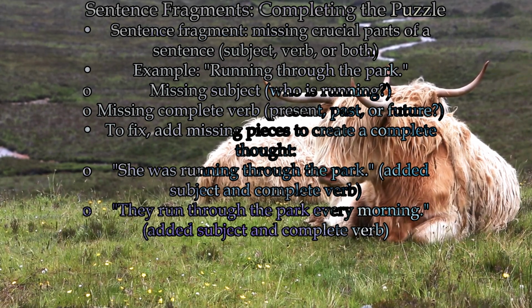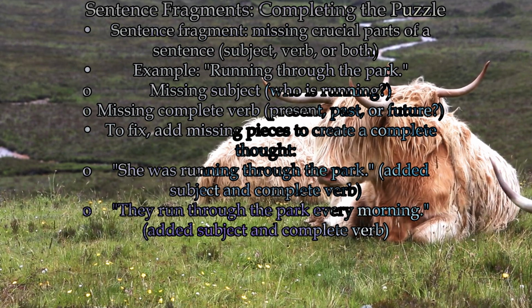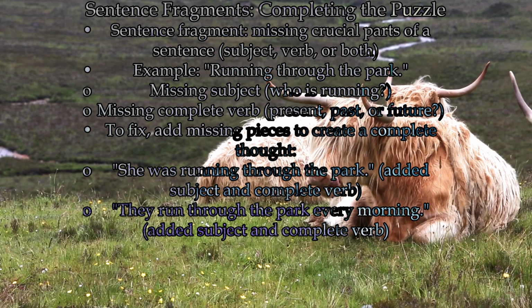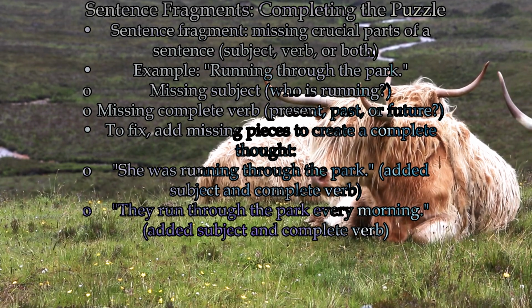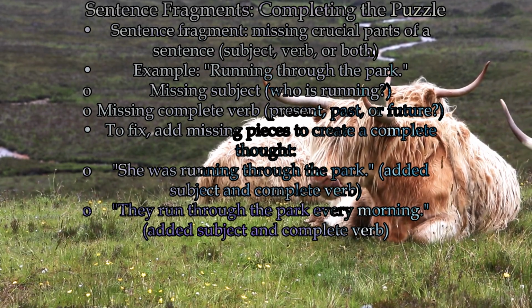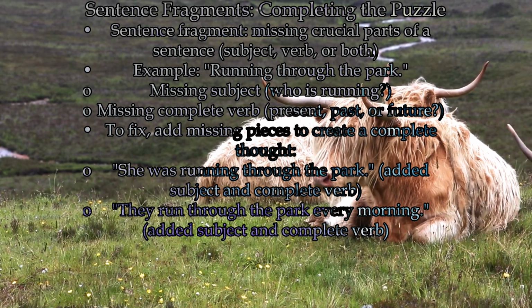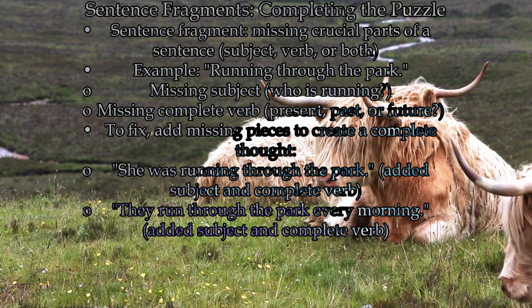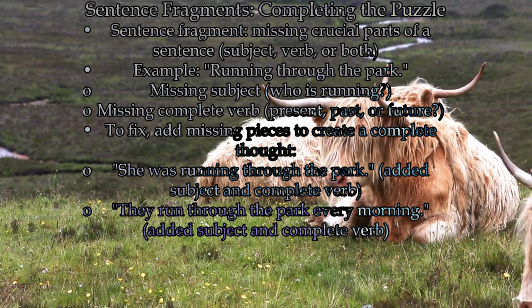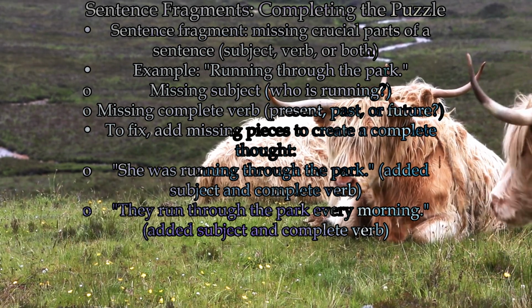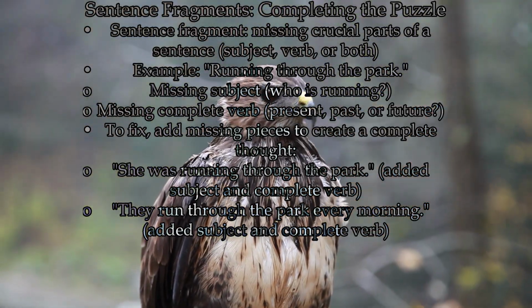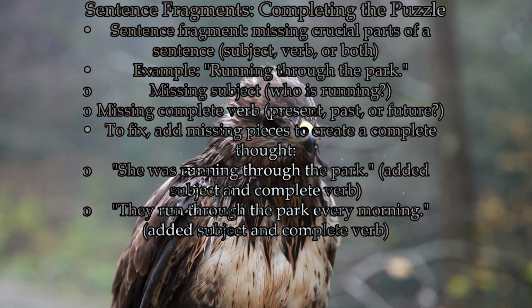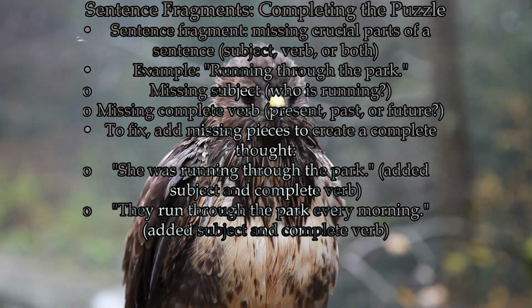Here's an example of a sentence fragment. Running through the park. This fragment is missing a subject, who is running, and a complete verb. Is this happening now, in the past, or in the future? To fix a sentence fragment, we need to add the missing pieces to create a complete thought. She was running through the park. Added a subject and a complete verb. They run through the park every morning. Added a subject and a complete verb.